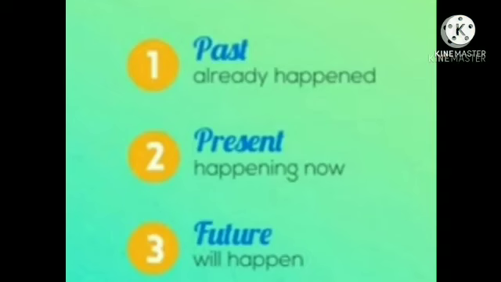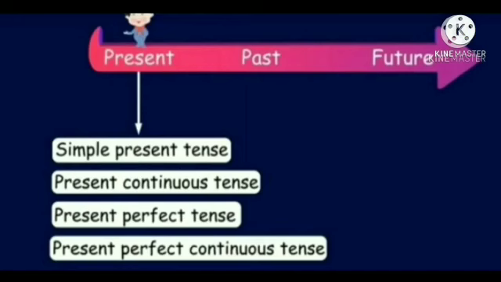So, dear children, please remember past indicates the action that has already happened, present is what is happening now, and future is the action that will happen. Present tense. So children, present tense is further classified into four types: simple present tense, present continuous tense, present perfect tense and present perfect continuous tense. So, we are going to learn the present tense in detail.